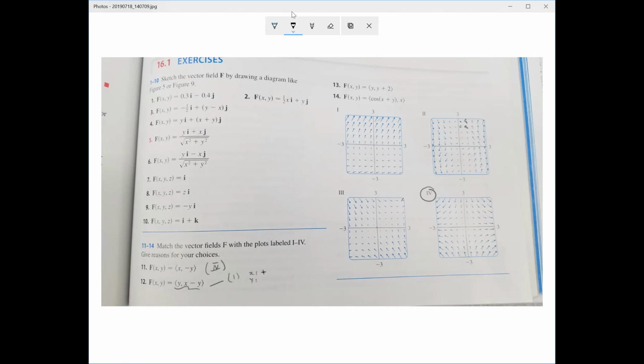So as we can see right here, right, as x approaches a negative value, right, and y is always positive in the second quadrant, this is always going to result into a negative value for y. And that's why all these vectors are pointing downwards. Okay, and that's why for number 12, this should connect to plot number 3, right?